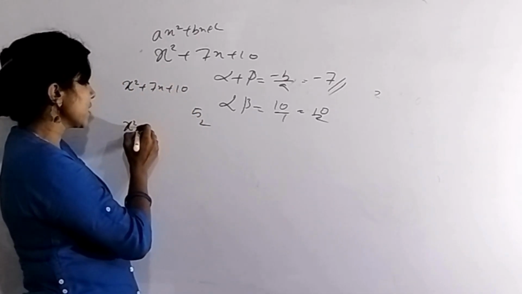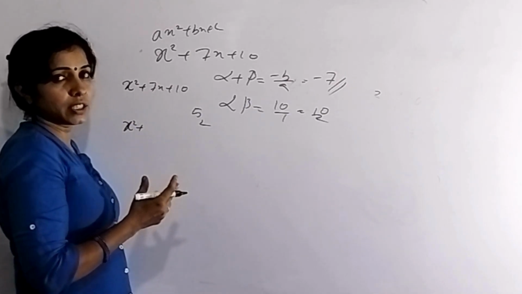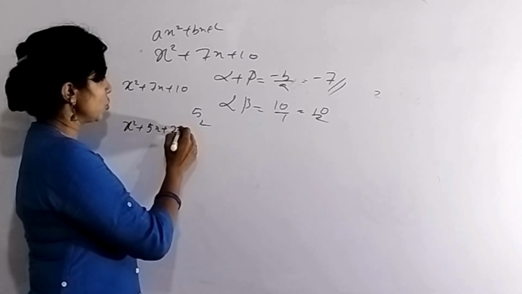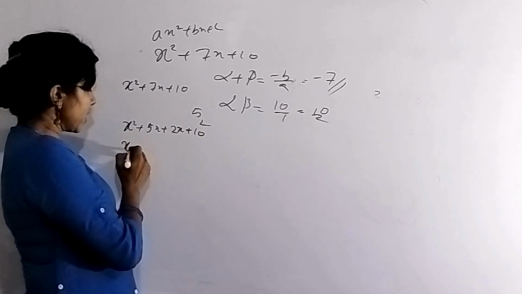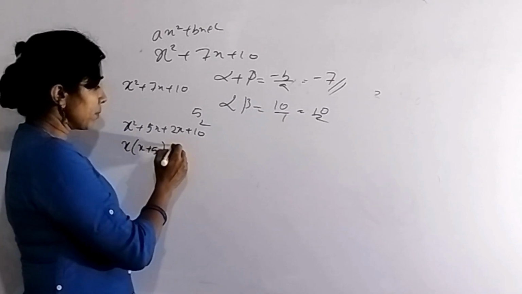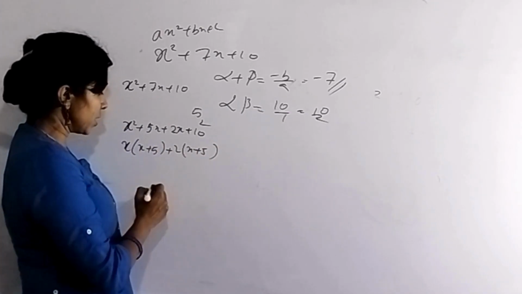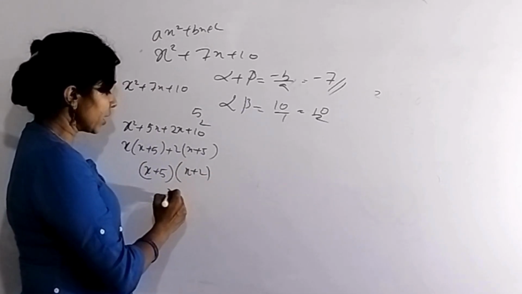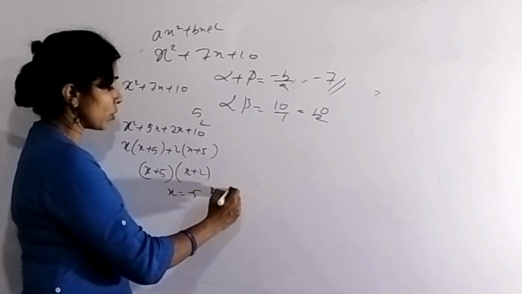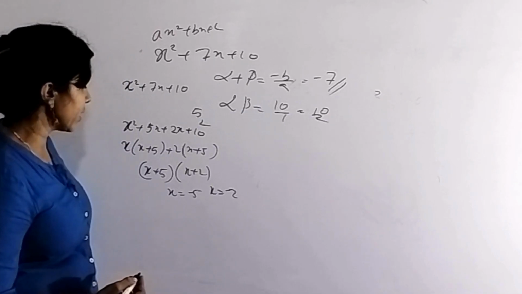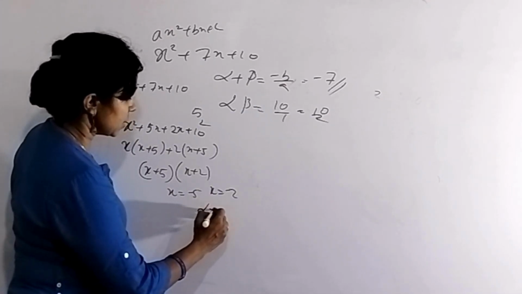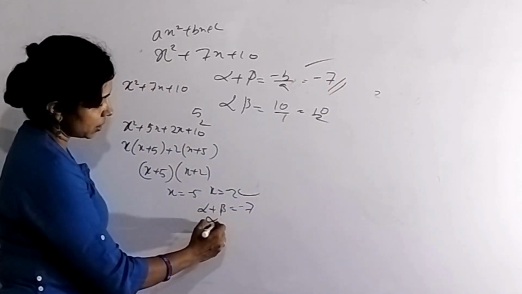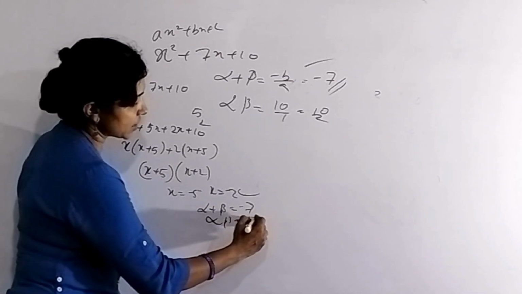So 7x, I'm just factorizing, splitting the term 7x for the adjustment. So x square plus 5x plus 2x plus 10. Here I'm taking x outside, so x plus 5 is the term. Here I'm taking 2 outside, so x plus 5 is the term here. So x plus 5 is common in both, so I'm taking x plus 5 outside, and x plus 2. So what are the real roots here? x plus 5 and x plus 2 give the real zeros here, minus 5 and minus 2. So now take alpha plus beta, that is minus 5 minus 2, minus 7, correct. Then alpha beta, that is minus 5 into minus 2, that is 10, correct.